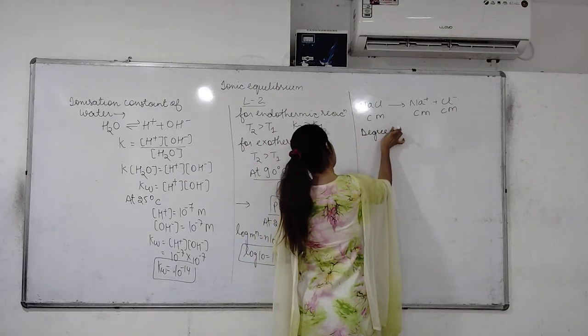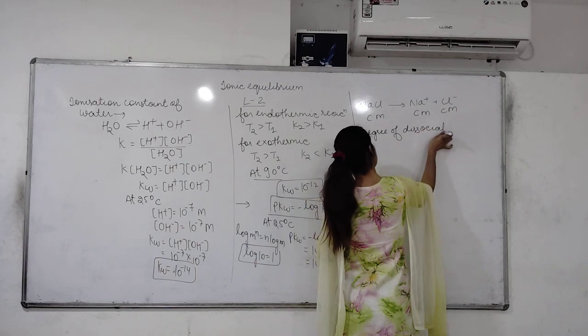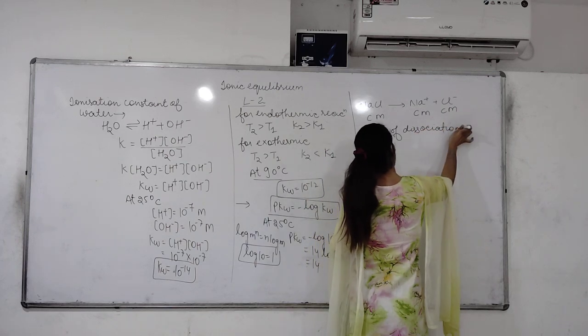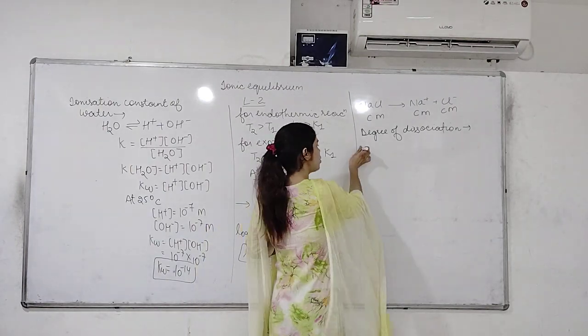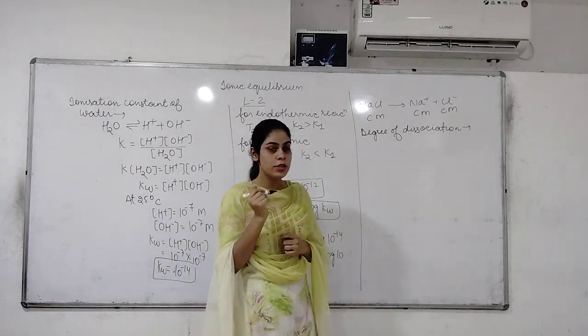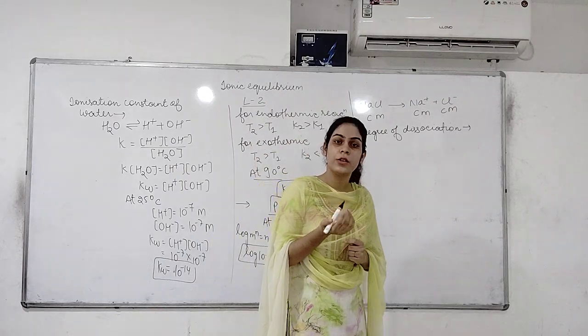Degree of dissociation. This term shows how much amount of an electrolyte is dissociated in a solution. For strong electrolytes, degree of dissociation is 1, but for weak electrolytes, it is between 0 and 1.